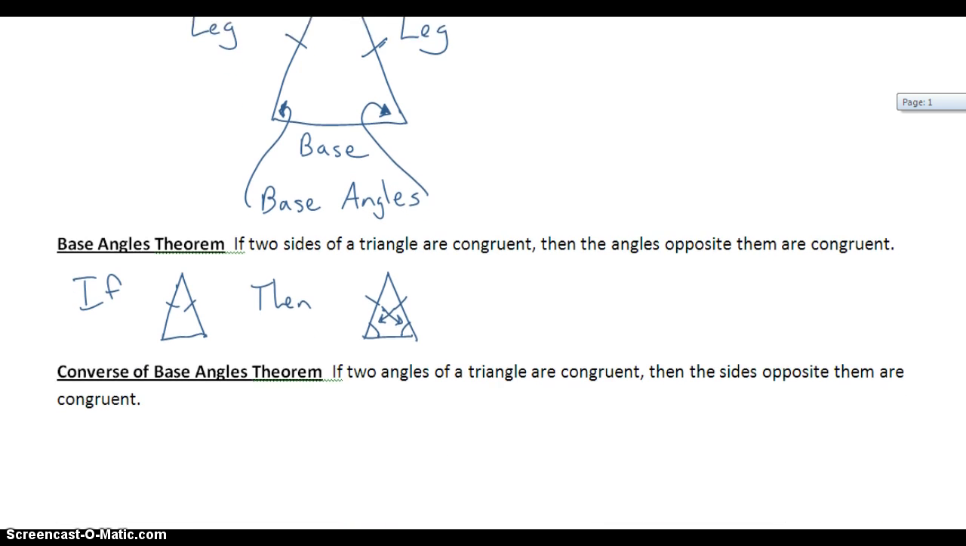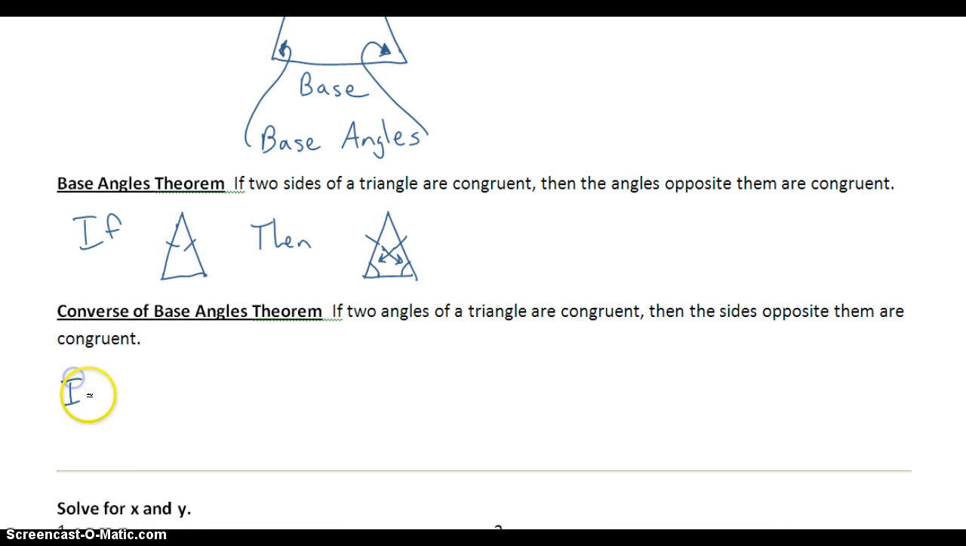If we have the converse of that theorem, if we start with our base angles being congruent, then we can conclude that we have an isosceles triangle. The sides opposite those two angles are congruent. So we're going to go across the triangle, and since these two angles are the same, the two sides will be the same.